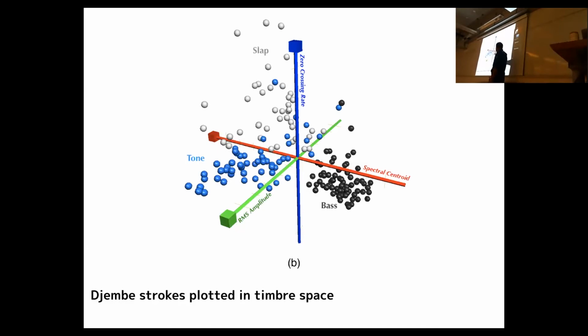And so the axes here, this axis is some measure of how noisy the sound is. This axis is how perceptually bright the sound is. And then one axis has to do with how loud the sound is. And then each dot is one instance of a djembe being struck. And the three colors, each color represents one striking method.